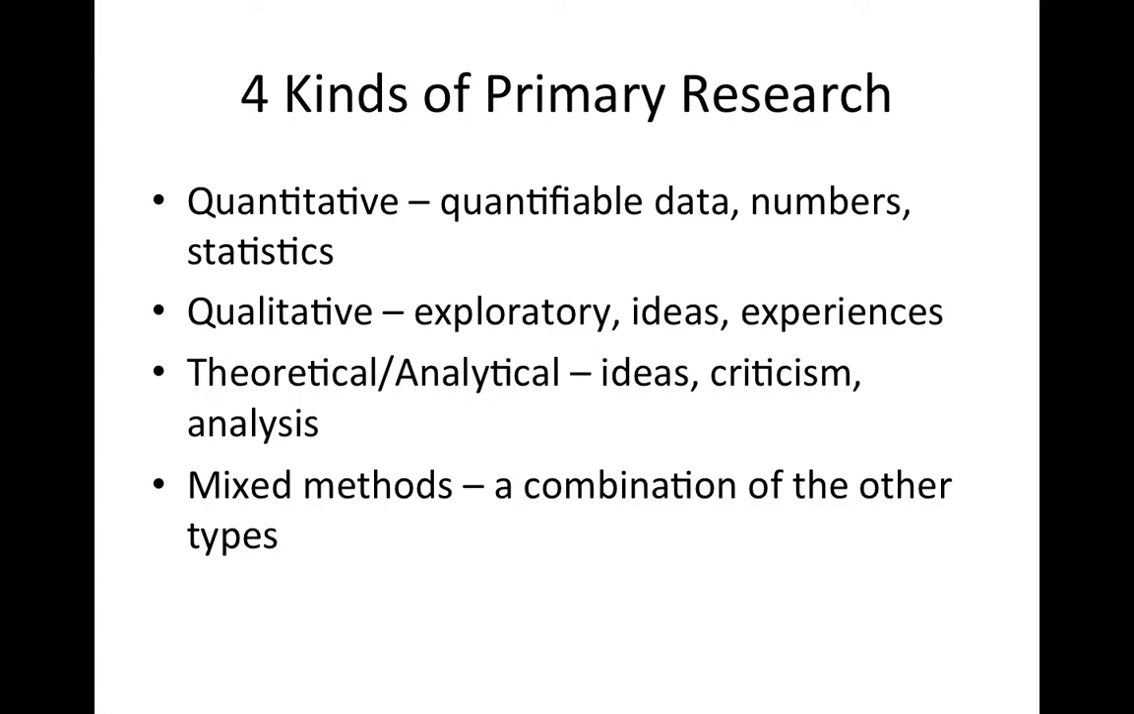Here are 4 approaches to primary research. Quantitative methods will give you data, numbers, and statistics. One way to remember is that the word quantitative is related to the word quantity, which has to do with measuring the amount of something. Qualitative methods are more exploratory. They deal with examining ideas and experiences. The word qualitative is related to the word quality, so rather than asking how much, qualitative research asks, what is it like?